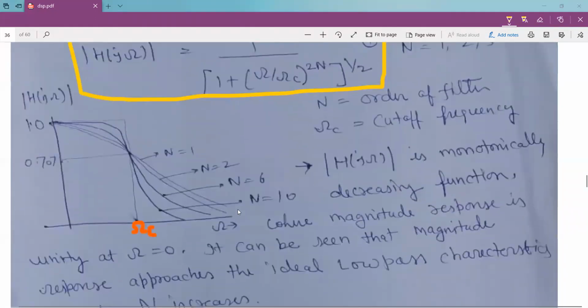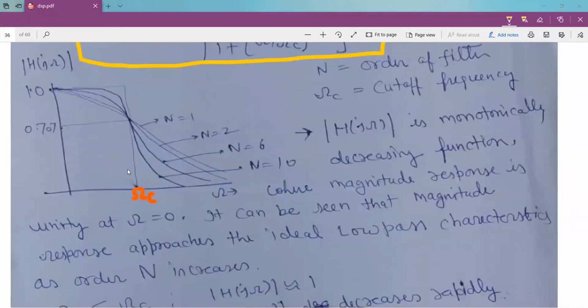Also, as in this figure, we can see the variation in magnitude of frequency response with the increase in analog frequency. The main characteristic of Butterworth filter response is that it is a monotonically decreasing function with respect to frequency, and the magnitude response is 1 at 0 analog frequency.